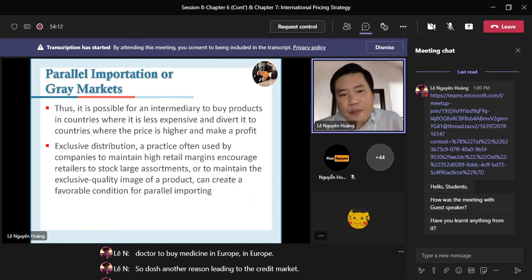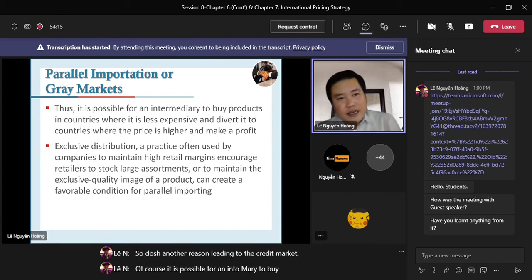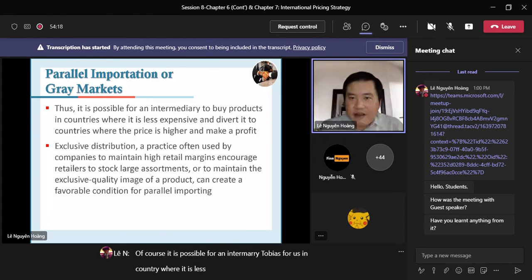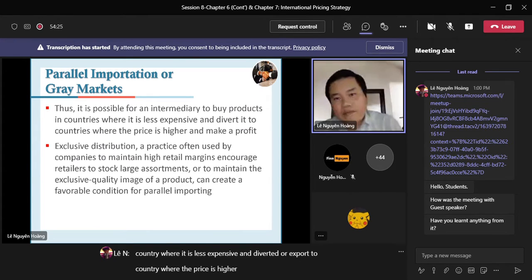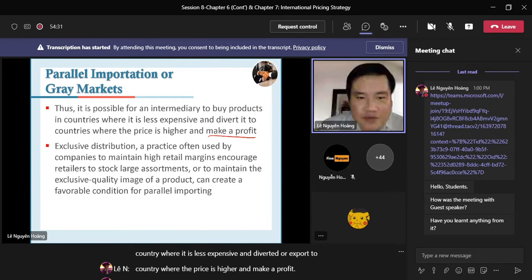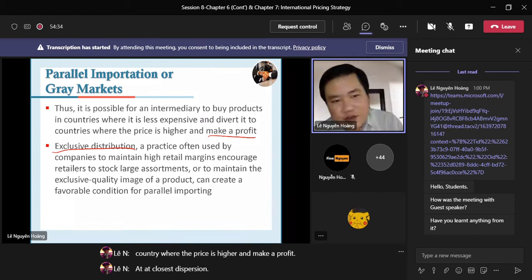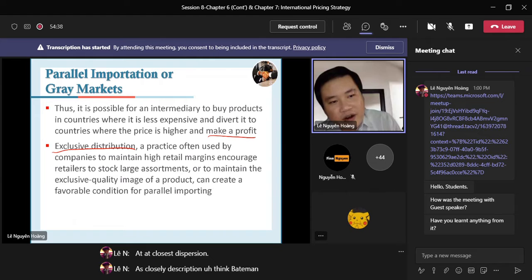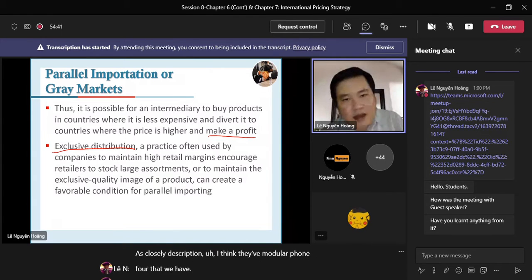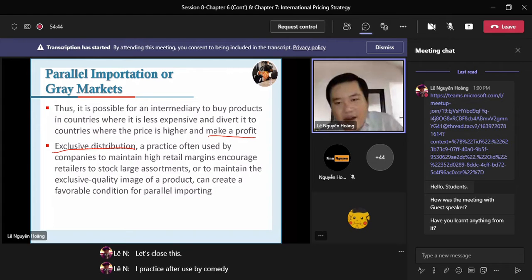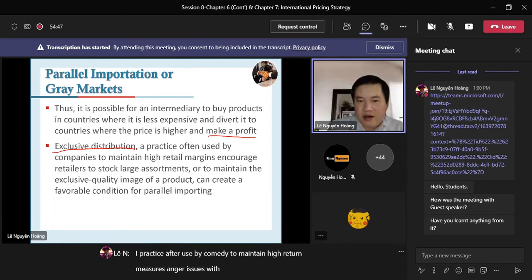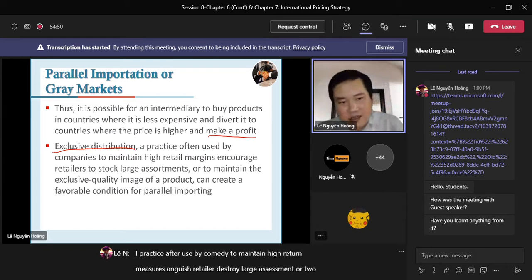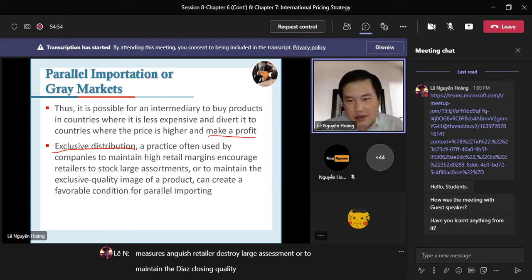First, it is possible for an intermediary to buy products in a country where they are less expensive and divert or export them to a country where the price is higher and make a profit. And exclusive distribution. Exclusive distribution, in Vietnamese we translate it as phân phối độc quyền. It is a practice often used by companies to maintain high retail margins, encourage retailers to stock a large assortment, or maintain the exclusive quality image of a brand, and it can create a favorable condition for parallel importing.